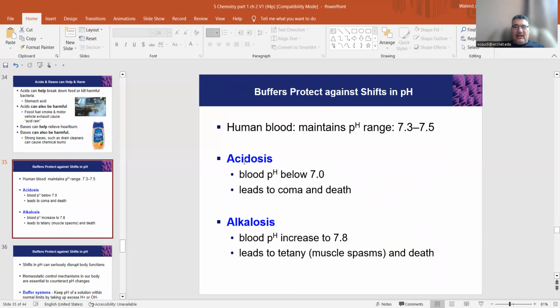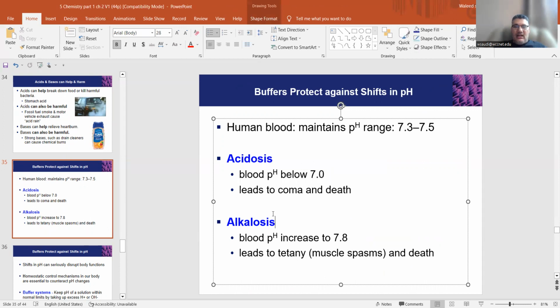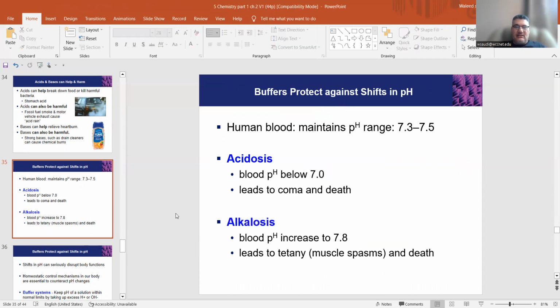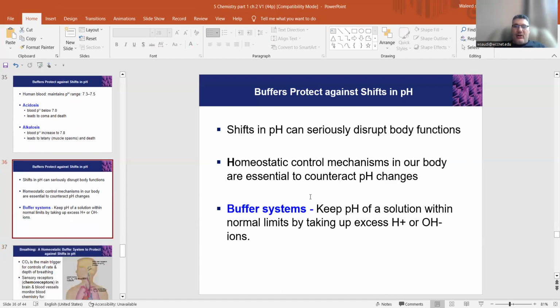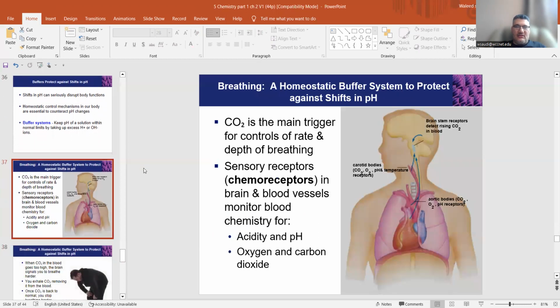Remember again, acidic is under 7, and alkaline is above the normal range. If it goes under 7 or above 7, we call that acid or base. Is that good or bad? I already mentioned it: it depends on whether we take it for a natural purpose or not. And we have our buffer system to keep that within the normal range. Protein is one of them, and there are other things.